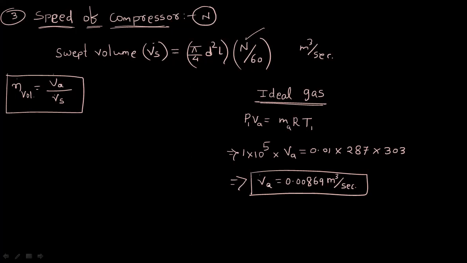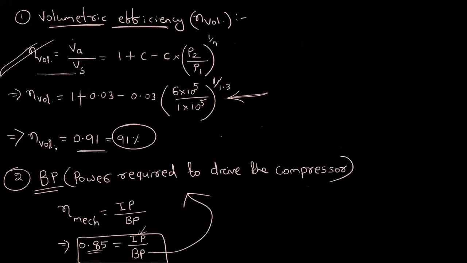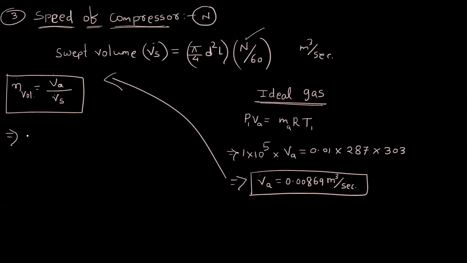Okay. So now we got VA value. Then we will put the VA value over here and we will get the VS value. That implies volumetric efficiency. So what is the volumetric efficiency? Volumetric efficiency is 91% or 0.91. So 0.91 is equal to what is VA? VA is this much, 0.00869 divided by VS.